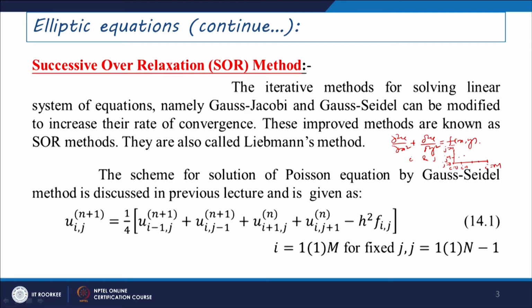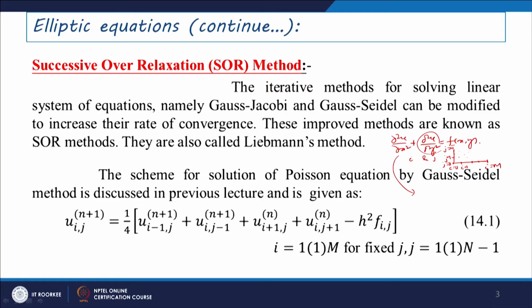At each of these coordinate points, written as ij, we signify the central difference scheme in the form u i minus 1 j minus 2 u ij plus u i plus 1 j, by del x square, plus, going for the discretization, u i j minus 1 minus 2 u ij plus u i j plus 1 by del y square, equals f ij. This in turn can be written as u ij to the power n plus 1 equals 1 by 4 of u i minus 1 j to the power n plus 1, plus u i j minus 1 to the power n plus 1, plus u i plus 1 j to the power n, plus u i j plus 1 to the power n, minus h square f ij.